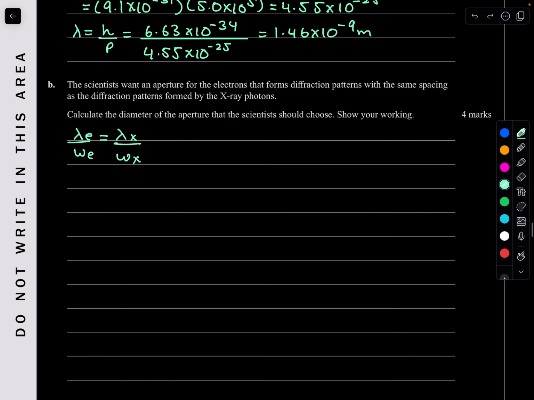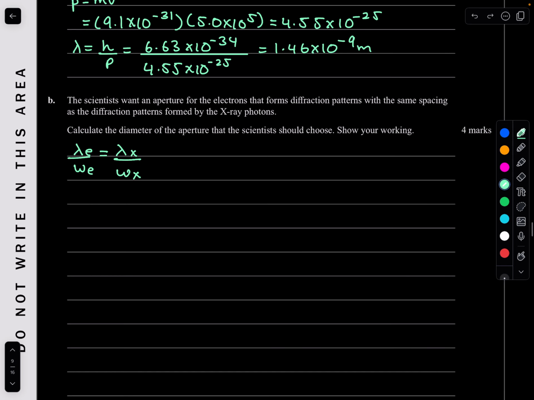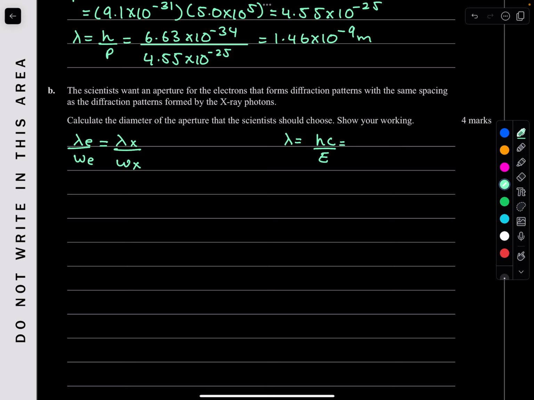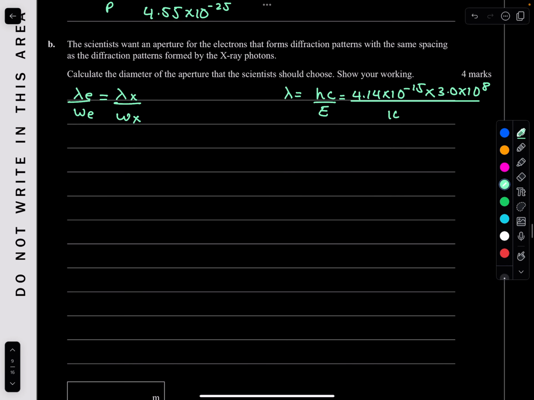Let's calculate that. We're given the energy, so that's beautiful. Let's have a look at the formula sheet. So we know that wavelength is hc over the energy of a photon. h is going to be 4.14 times 10 to the power of negative 15, times c, so times 3.0 times 10 to the power of 8, and the energy, which is 100. So that's going to give me the wavelength of my X-rays.